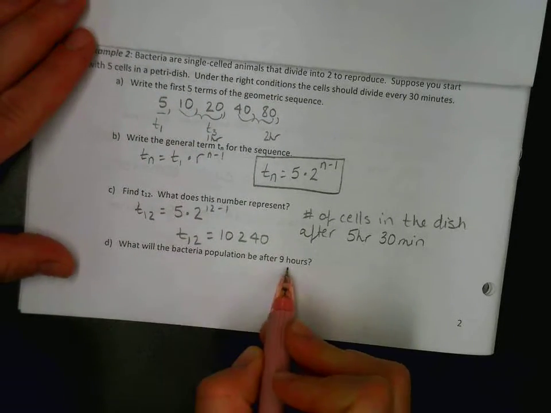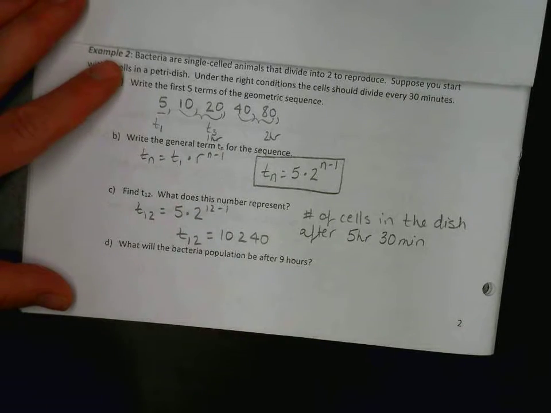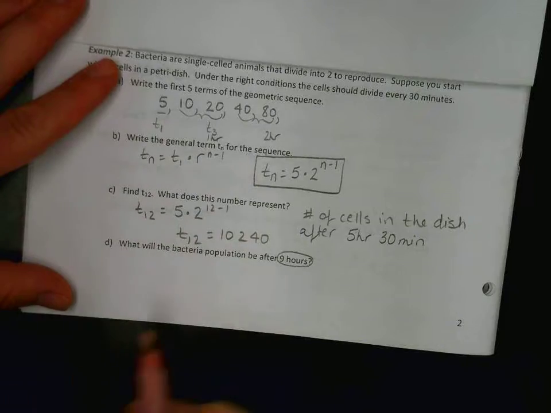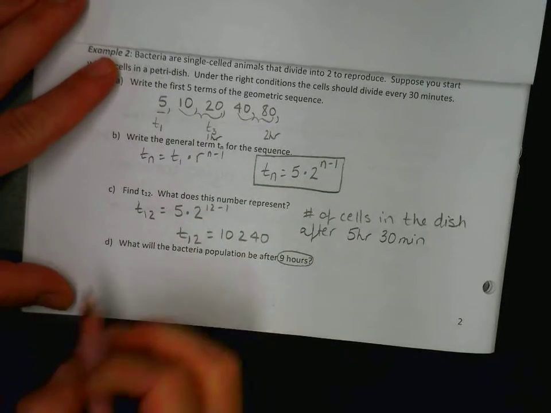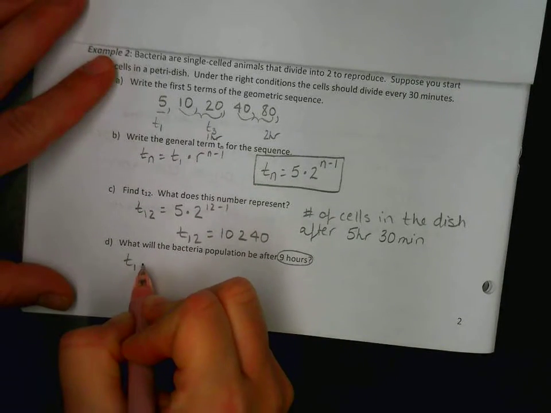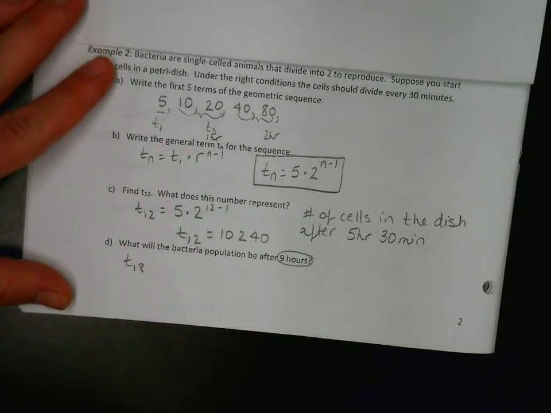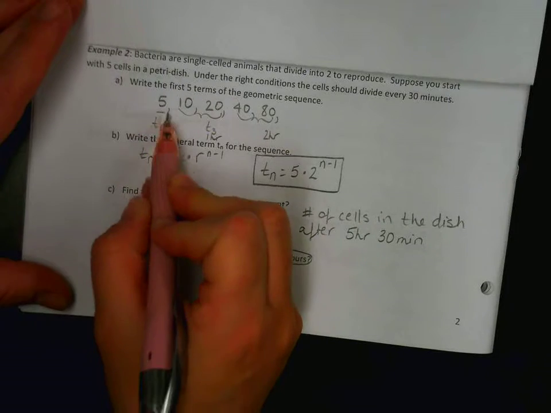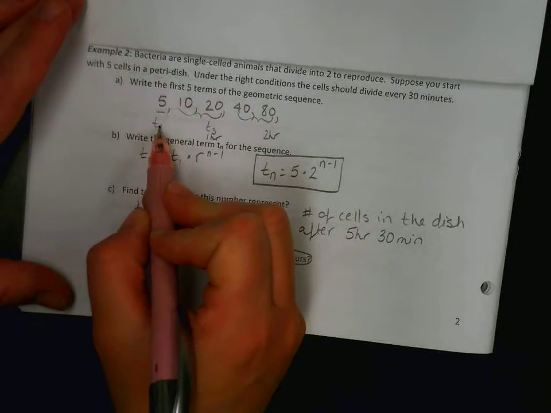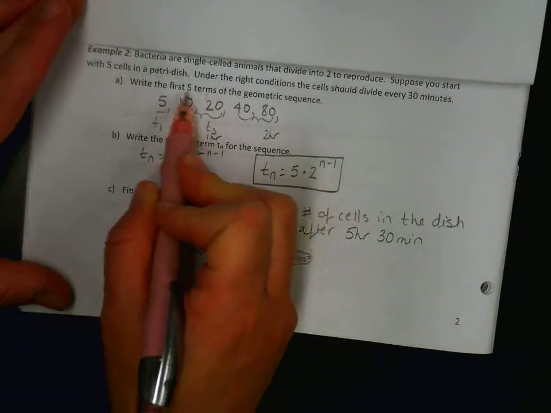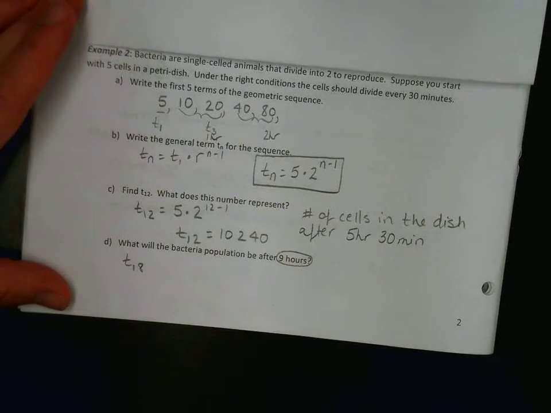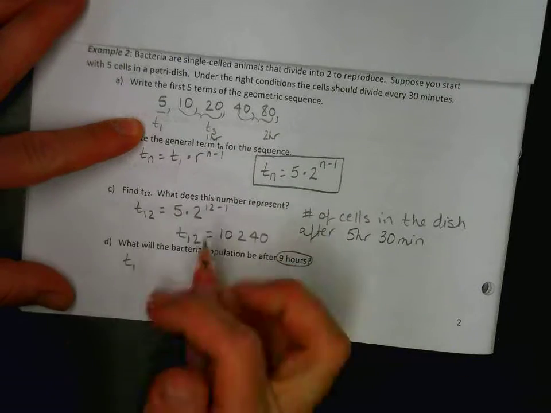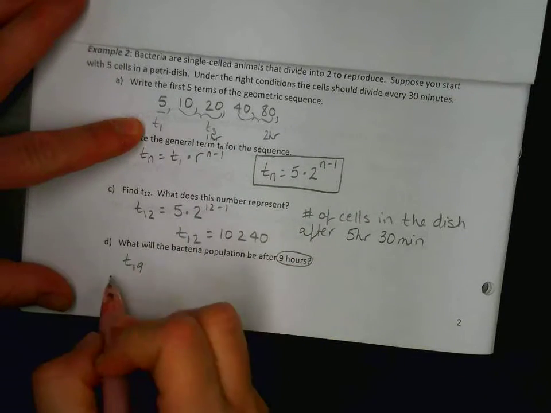What will the bacteria population be after 9 hours? Well, again, 9 hours right away, because it's doubling every 30 minutes, we're thinking we're going to find T of 18. But again, we got to think of this initial amount. Our term is always going to be one more than what we think it should be. So in this case, 9 hours would actually represent T of 19.